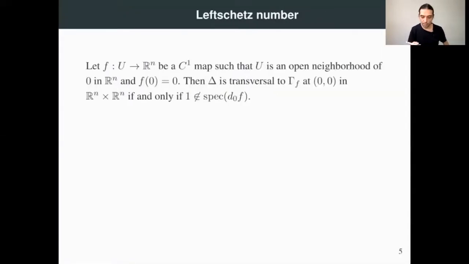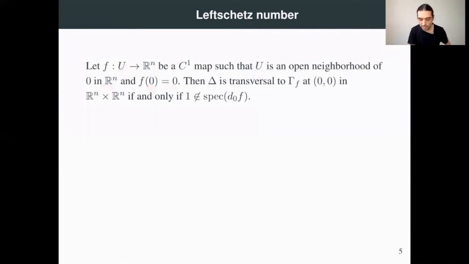So what we want now is calculating indexes at fixed points. Okay. And let us start with the fixed points at which we have transversality. Okay, let us identify what transversality means. So consider a map, a C1 map from U to Rn, such that U is an open neighborhood of 0 in Rn, and 0 is a fixed point.